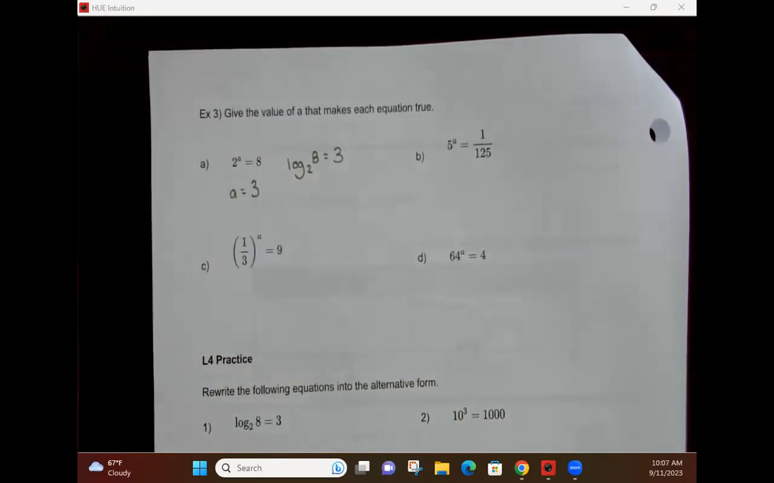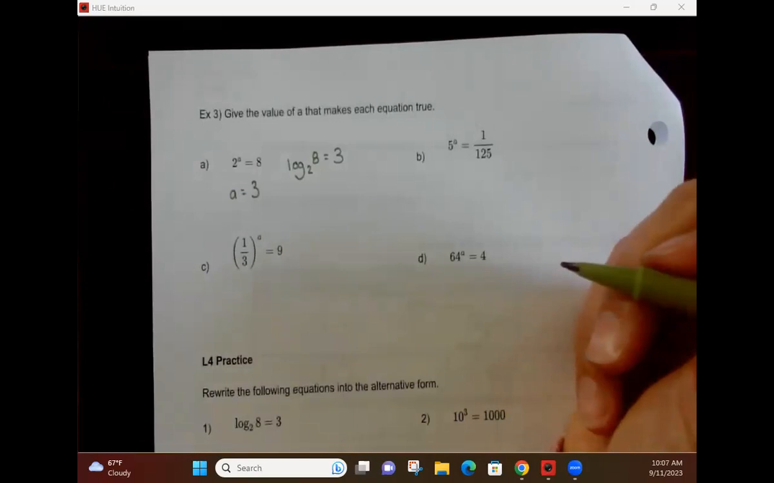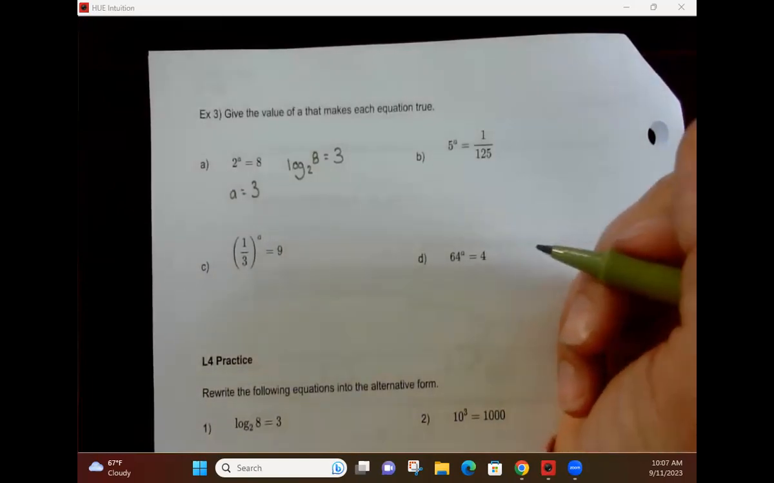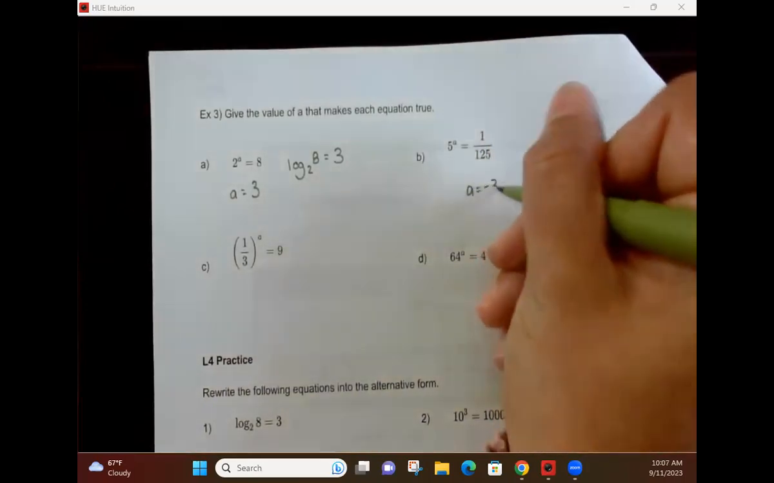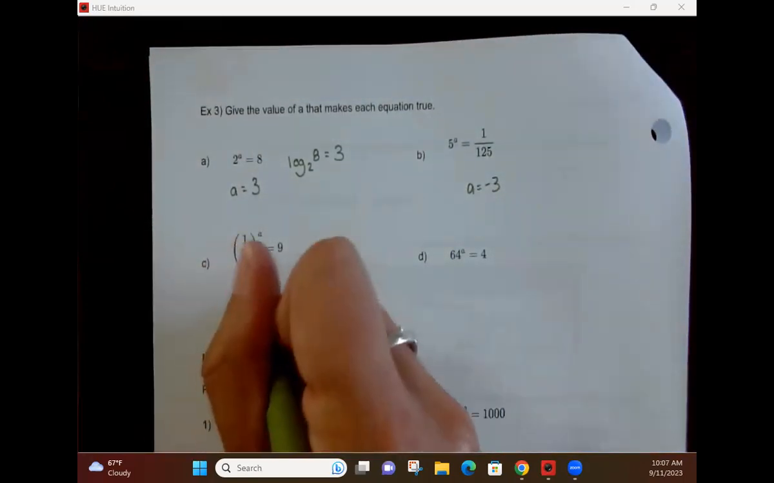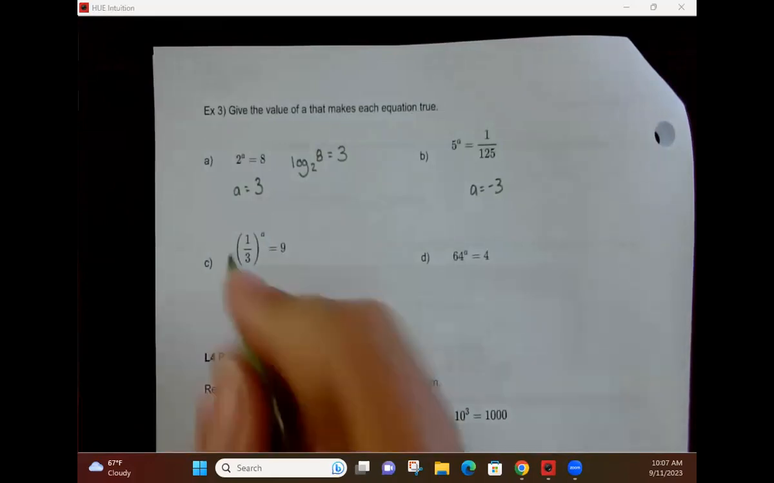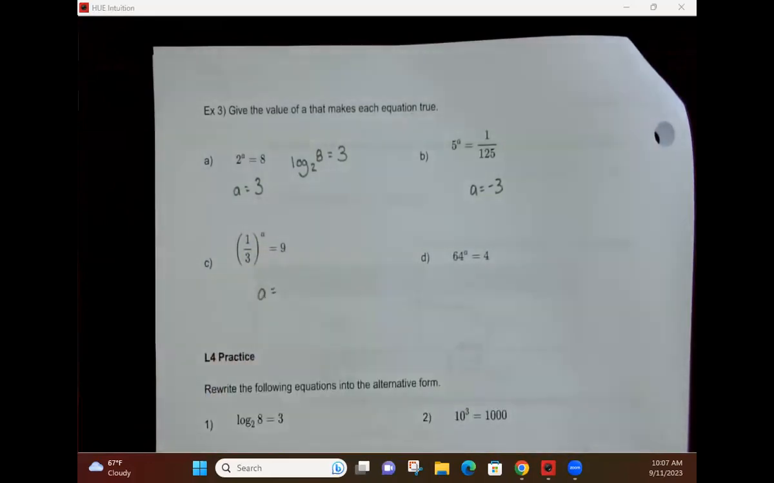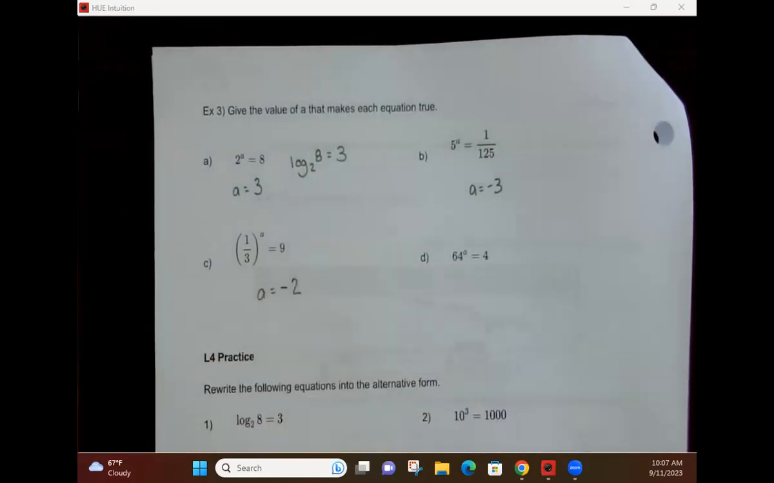How about for B? What would A be equal to? I like the negative. -3, right? -2 would be square it. We want -3, so we cube it. So A would be -3. How about C? That one's -2. Yeah, we want to flip it. So we started with a fraction. Now we'll have a whole number. So the negative tells me to flip, and then 3 squared gives me 9.